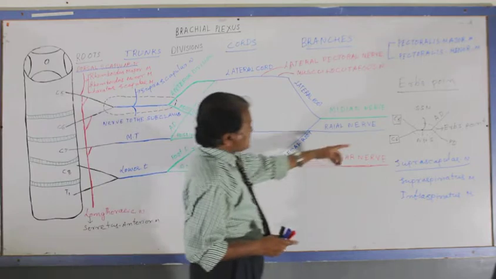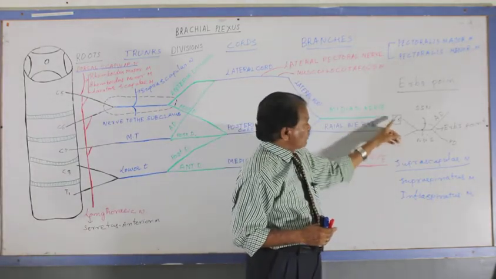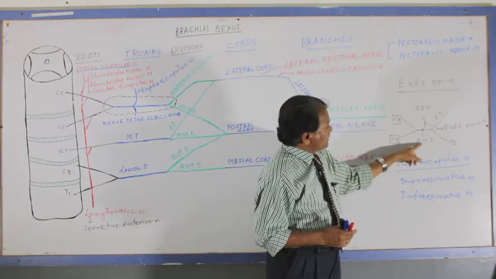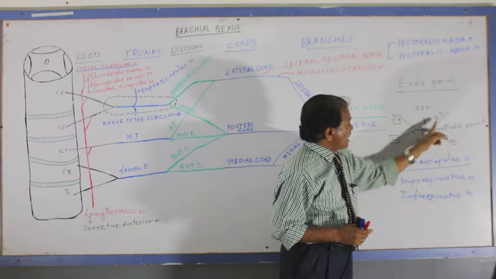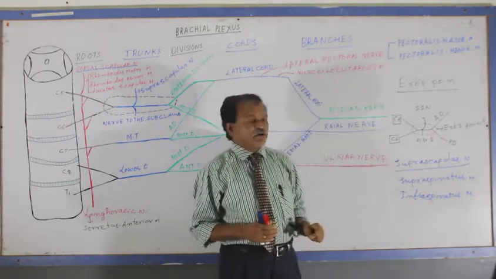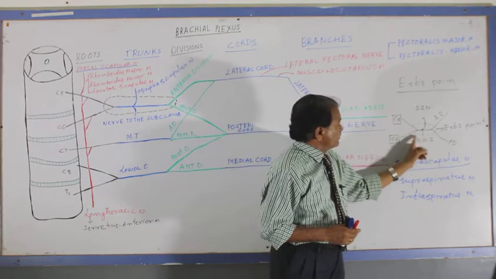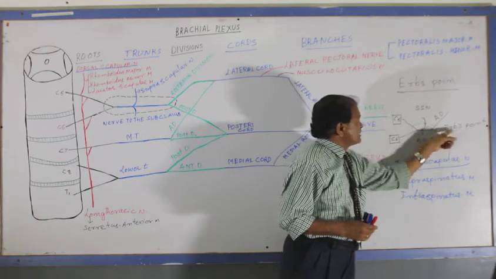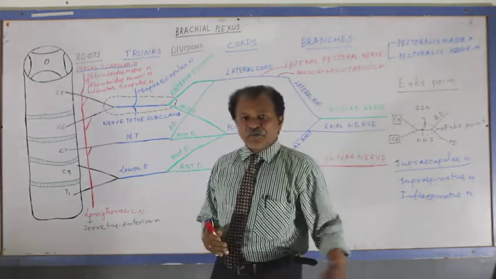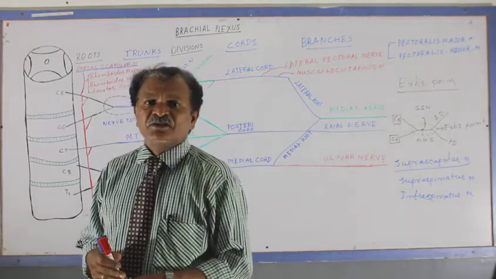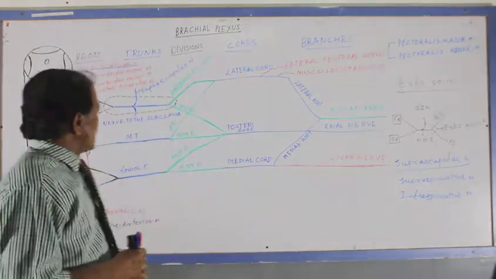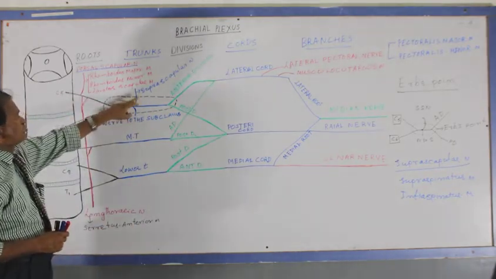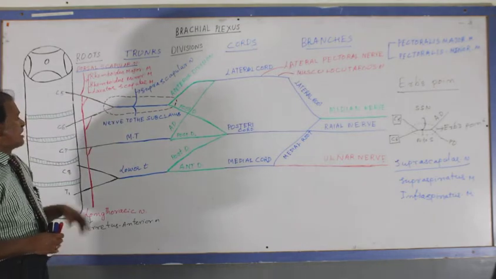You see here, there are the C5 and C6 nerve roots, the suprascapular nerve, the nerve to the subclavius, the anterior division of the upper trunk and the posterior division of the upper trunk. These 6 meet at this point, and that is called Erb's point. We shall discuss Erb's point and Erb's paralysis later. Then these 2 branches are the suprascapular nerve and the nerve to the subclavius.